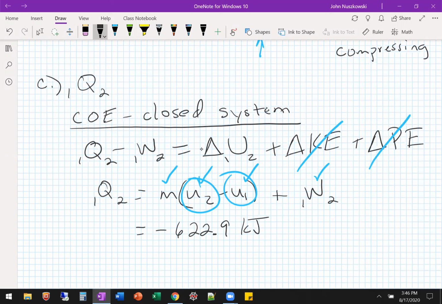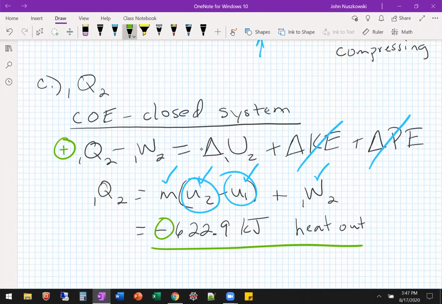kilojoules. Is that heat in or heat out? Heat out. The thing to see is right here, I have a positive in front of the Q12, so I was assuming it was heat in. Then I solved with algebra and substituted everything in, and I got a negative. So I got the opposite of what I assumed at the beginning, which is heat out. Negative means heat out because I assumed heat in at the beginning.